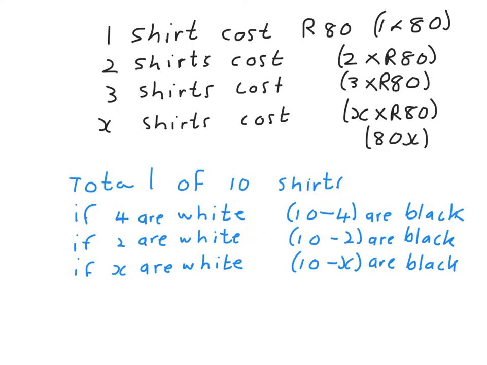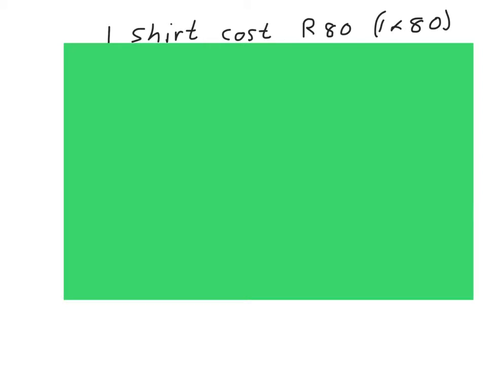Now to get your brain around the following, make sure you understand this. Because we were taught from grade 1 up to now to always go for answers as soon as possible, you have to reorganize your brain to understand the following. If we have a situation like this and they say one shirt costs 80 Rand, and I ask you what will you pay for one shirt, you must not answer me 80 Rand. You must say 1 times 80 Rand.